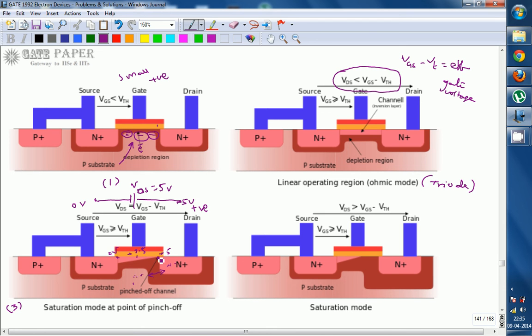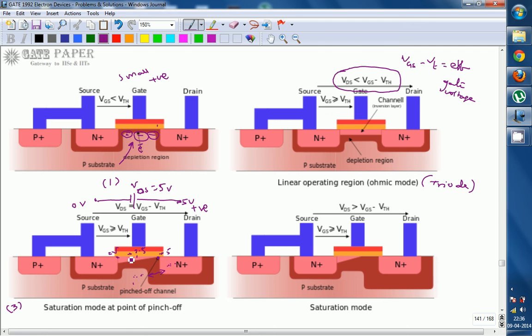So as you move from drain to source, the applied voltage reduces, and at the source it becomes 0. 0 is nothing but less reverse bias. As you move towards the drain, the applied voltage increases the reverse bias, so there is more depletion region towards the drain side and less depletion region towards the source side. That is nothing but more inversion region towards the source side and less inversion region towards the drain side.